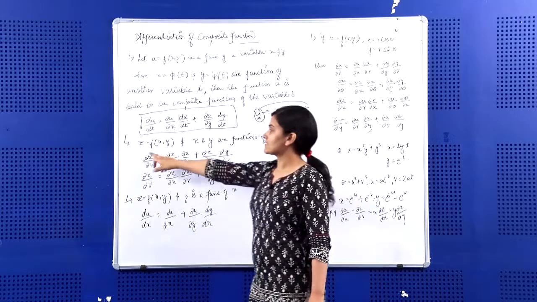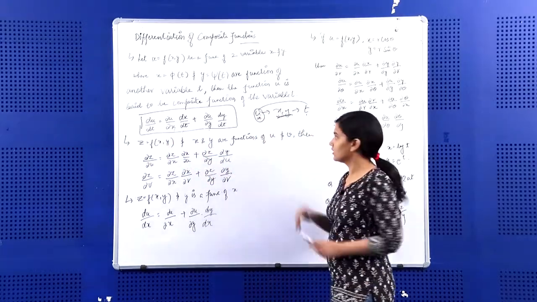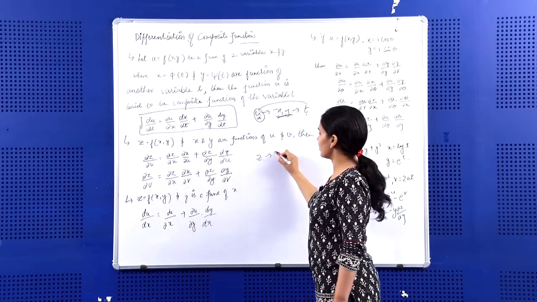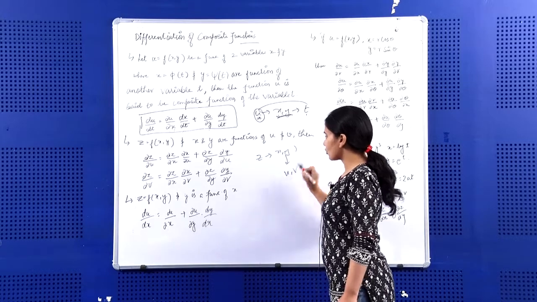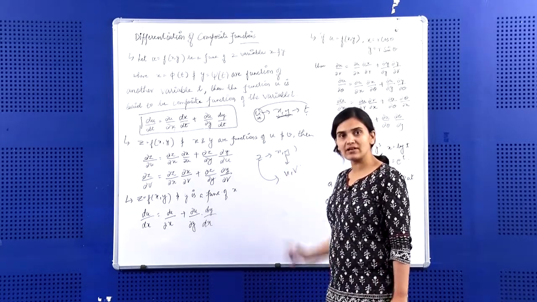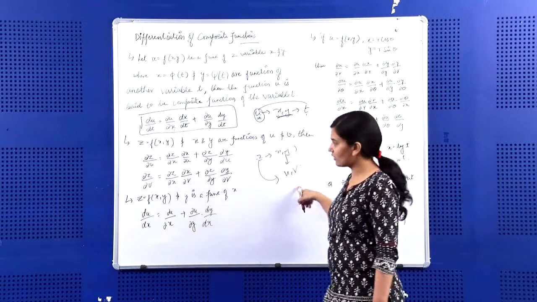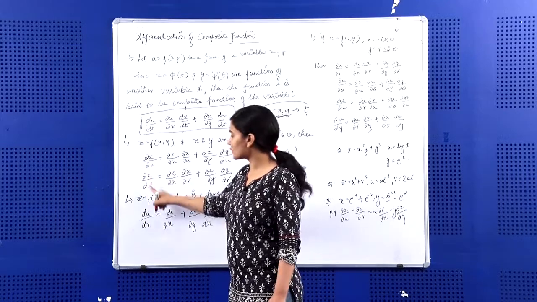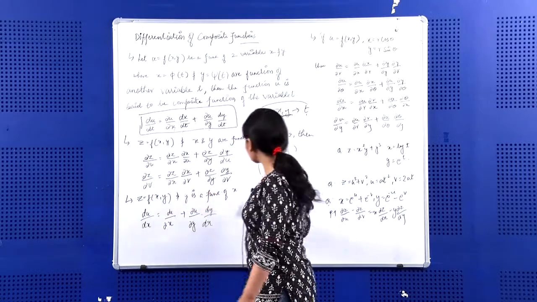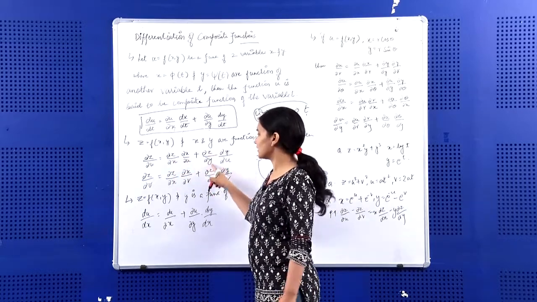Here z is depending on x and y, but x and y are depending on u and v. Now, z is depending on x, y, and x and y depend on u, v. So, indirectly z also depends on u, v. Now, z is depending on more than one variable, that is why once we are using del z by del u, and once we are using del z by del v. Also, z depends on x and y. So, del z by del x, del z by del y.